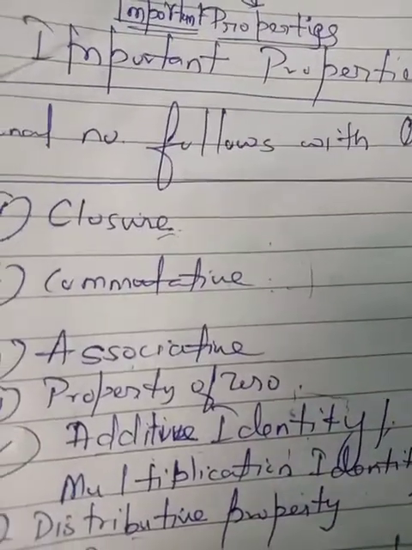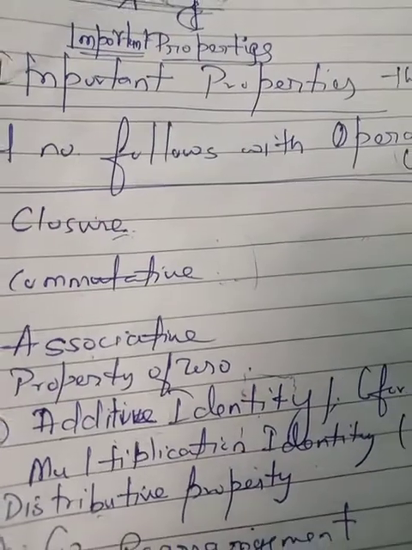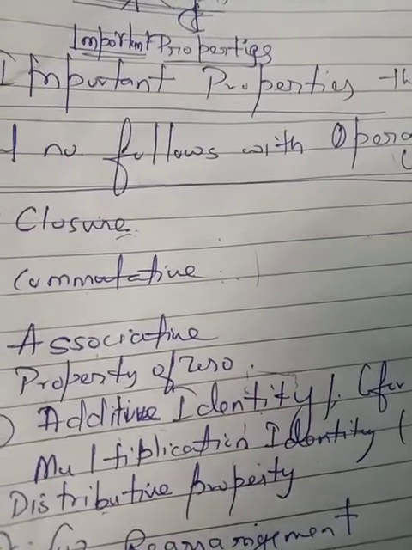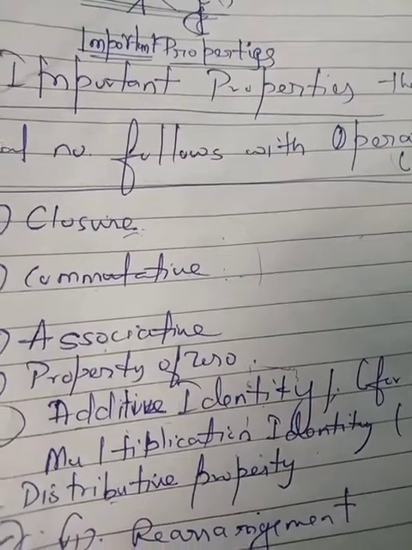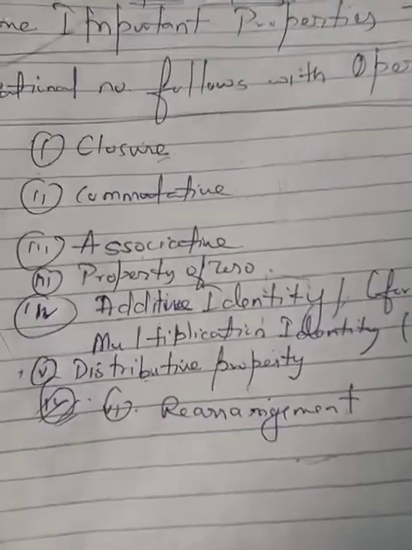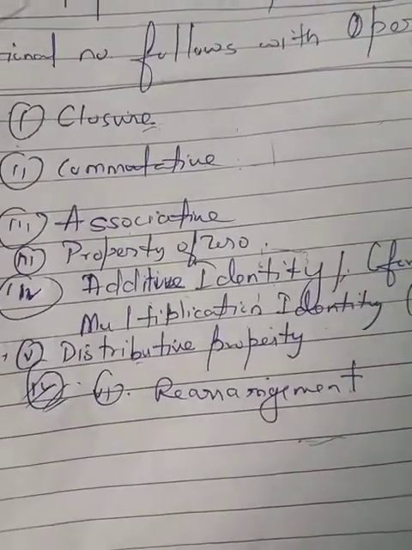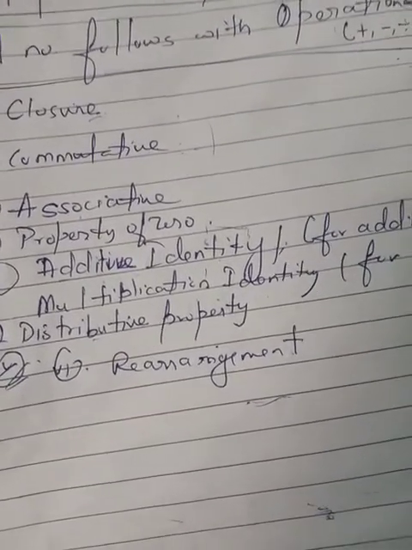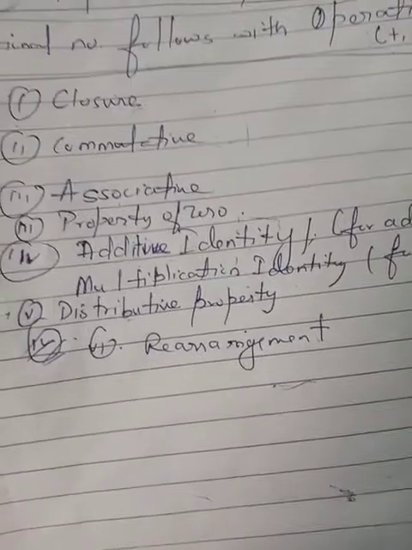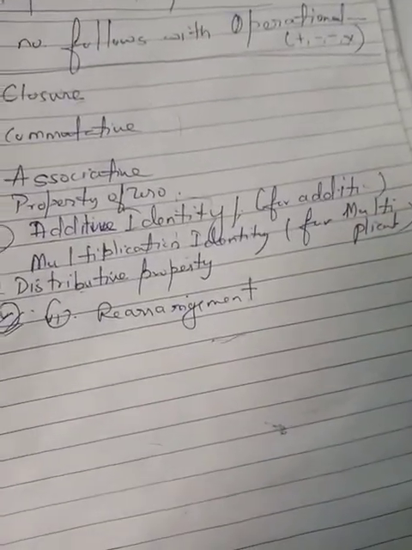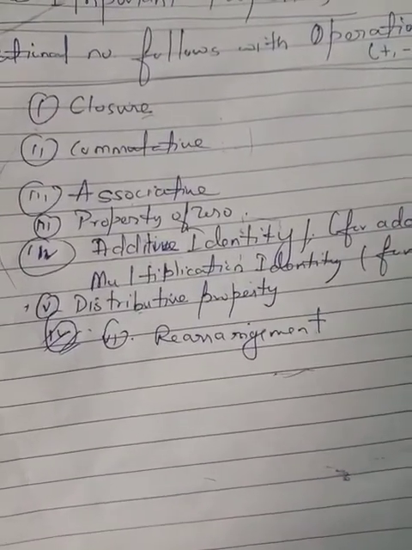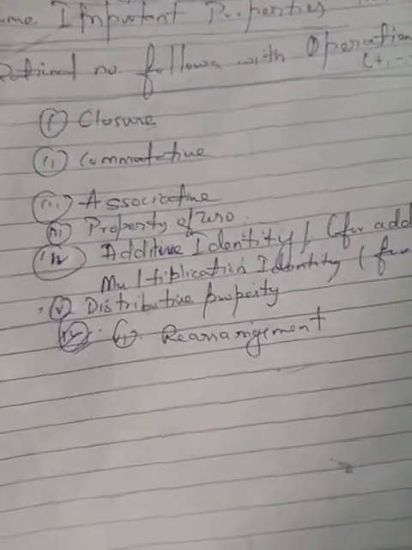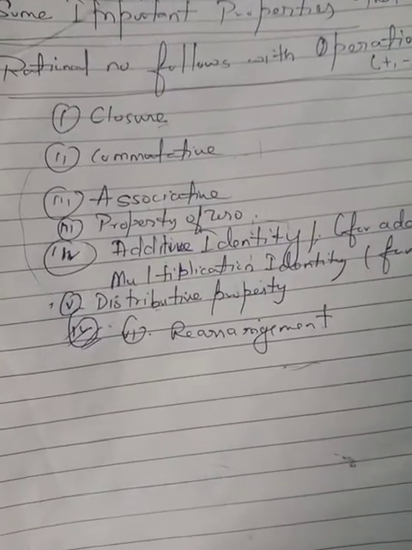Hello, students. Today's topic is the important properties that rational numbers follow. These are the properties: the closure property, commutative property, associative property, property of zero, additive identity for addition, multiplicative identity for multiplication, distributive property, and rearrangement. These are some of the properties that rational numbers follow, but there is a condition.